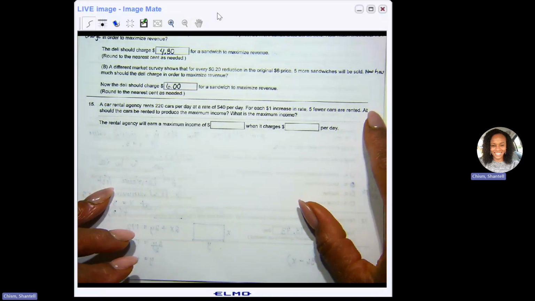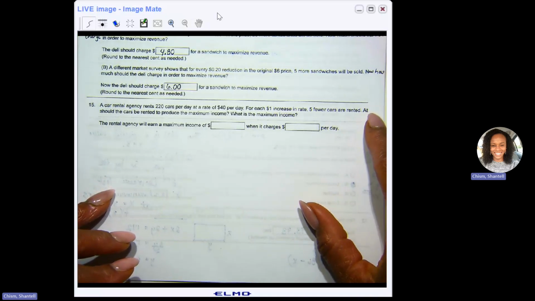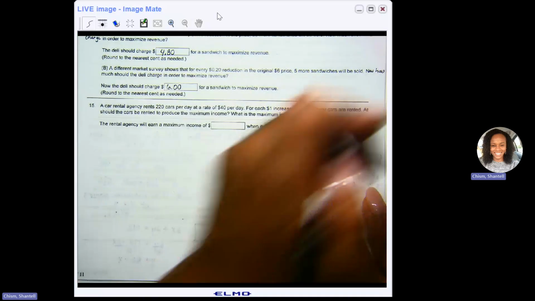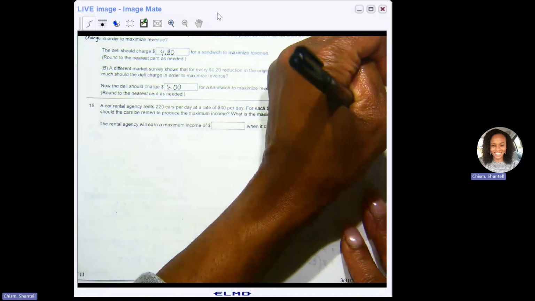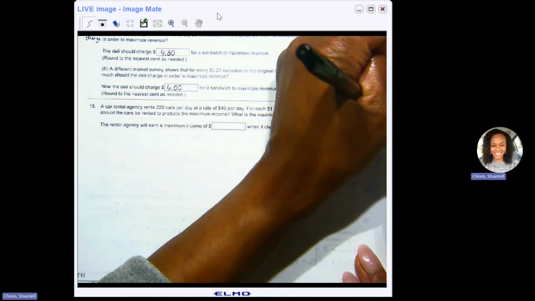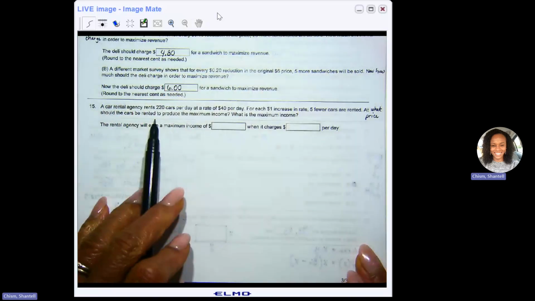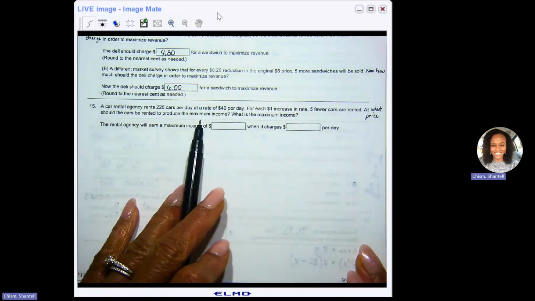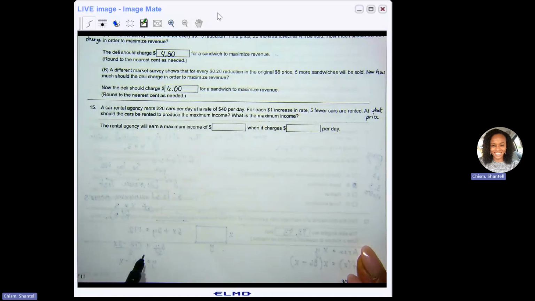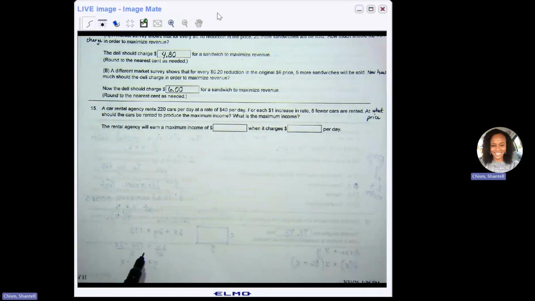I'm thinking it's meaning at what income should the cars be rented to produce the max income? At what price, perhaps? I believe it got cut off. Well, I know it got cut off. I believe that's supposed to say price. At what price should the cars be rented to produce the max income? Okay. And then it says, what is the max income on number 15?